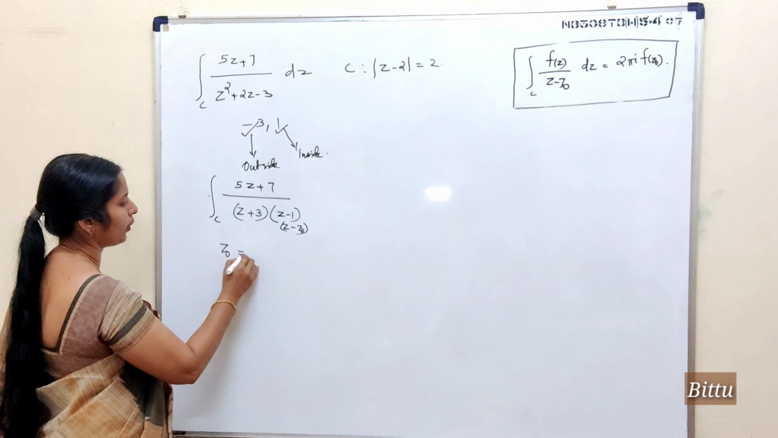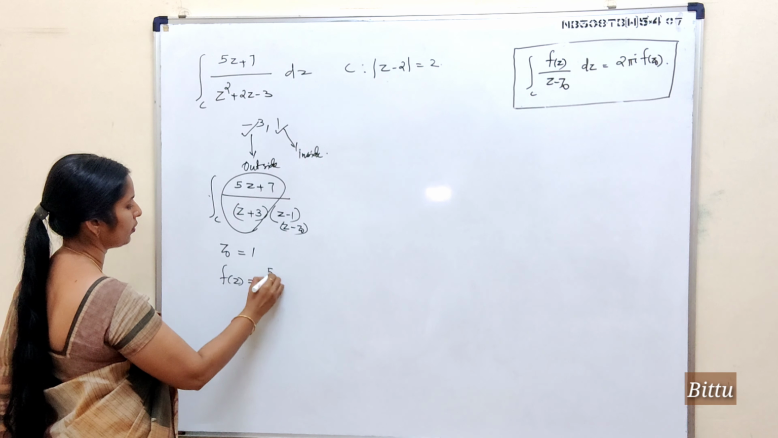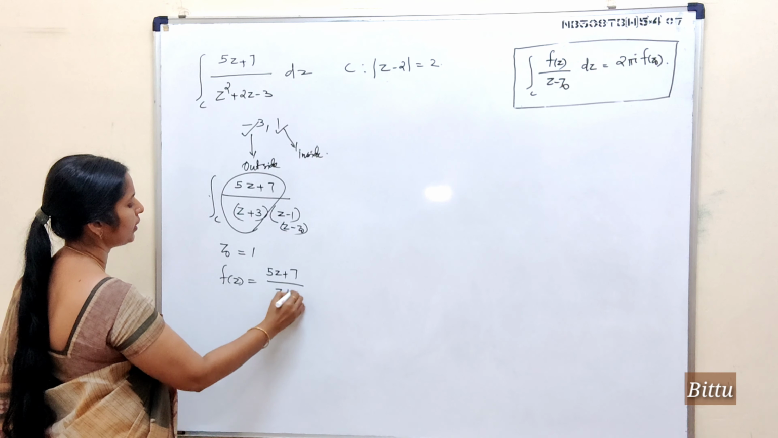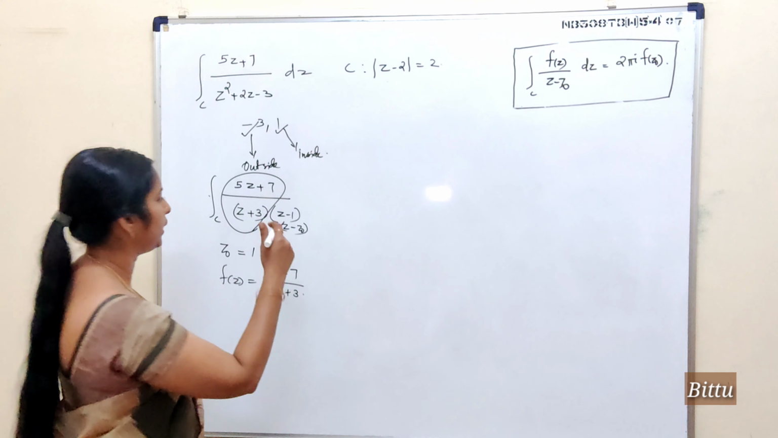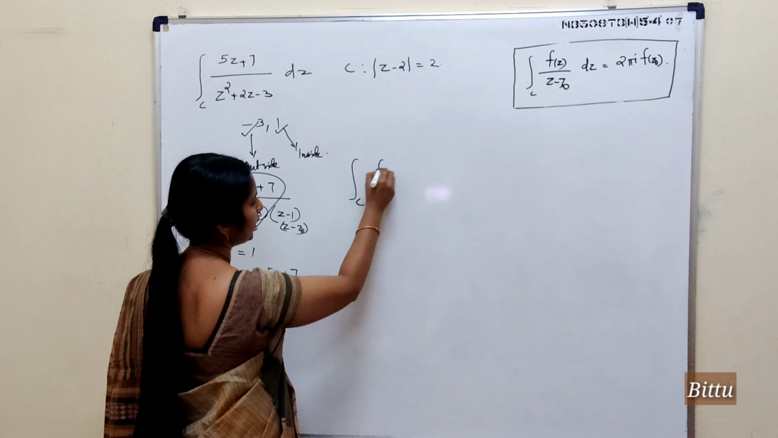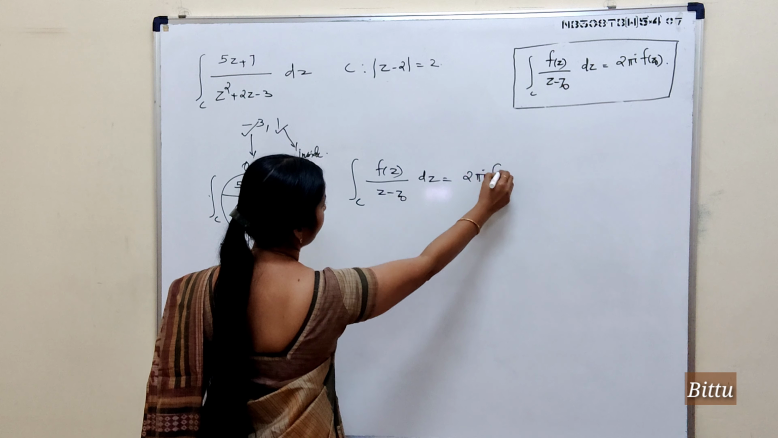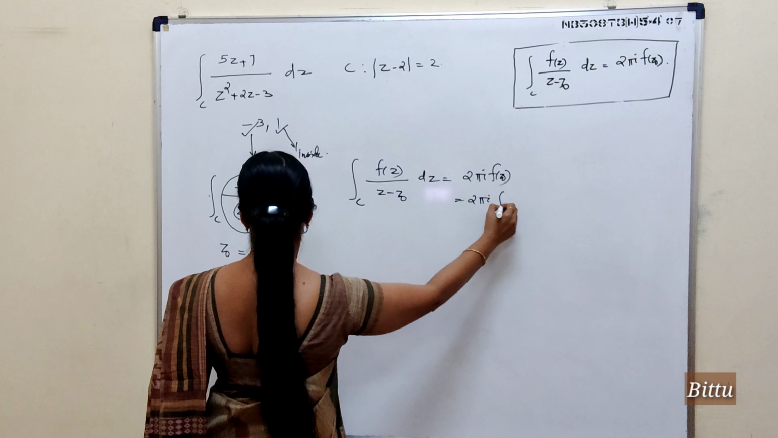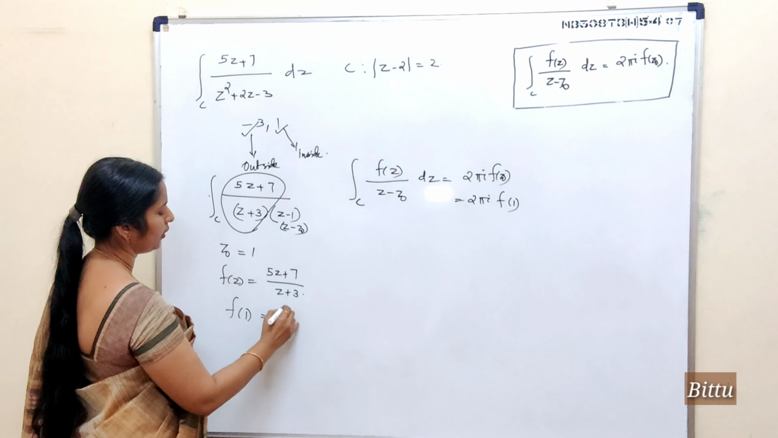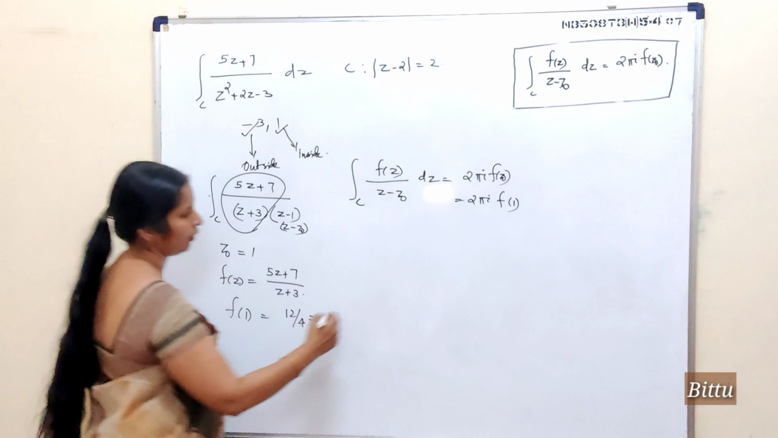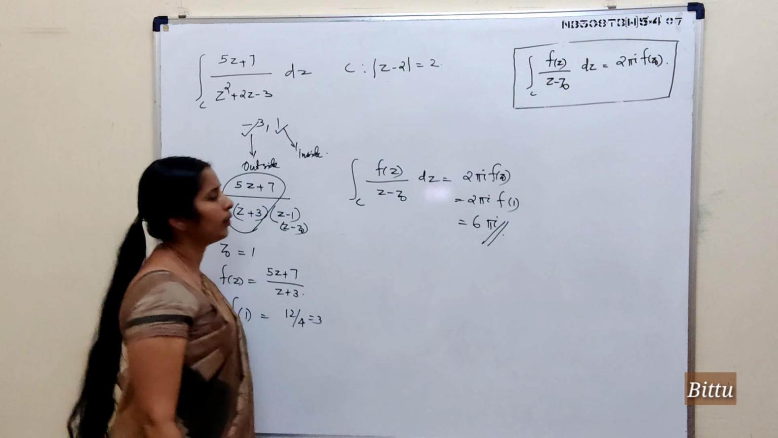So you have to keep z0 as 1, so you keep this function as f(z), that is (5z plus 7) by (z plus 3). Now we can apply Cauchy's integral formula. By Cauchy's integral formula, integral over C of f(z) by (z minus z naught) dz is 2 pi i into f of z naught. That is 2 pi i f of 1. Next, f(1) is, you put z equal to 1. That is 12 by 4. That is 3. So it is 6 pi i. So the value of the given integral is 6 pi i.